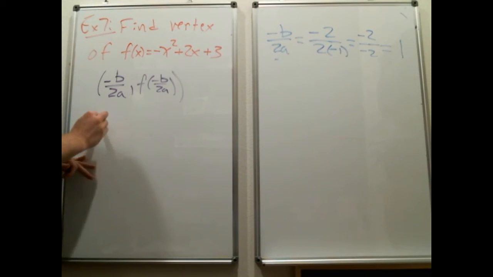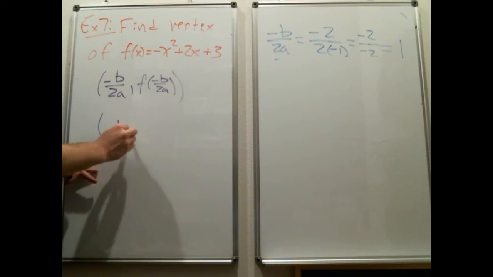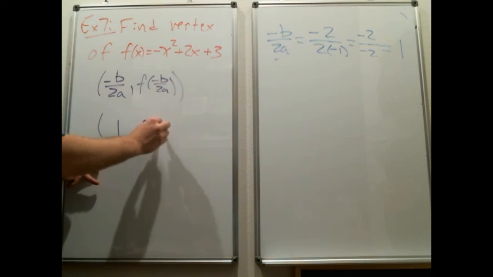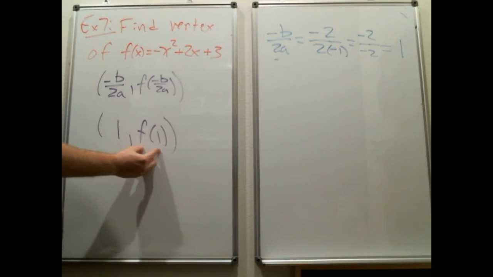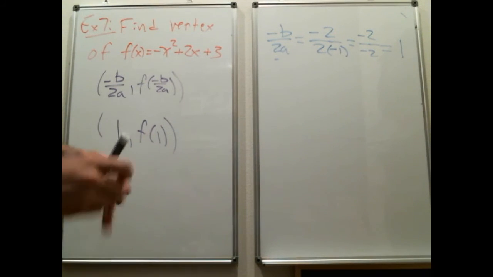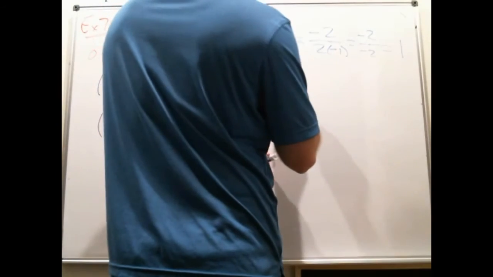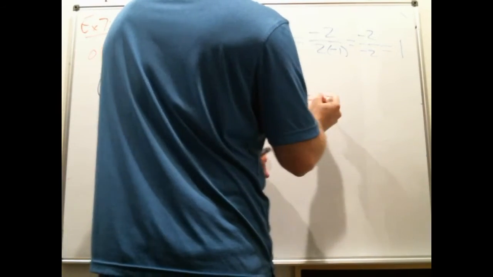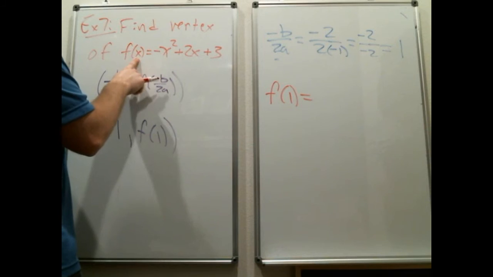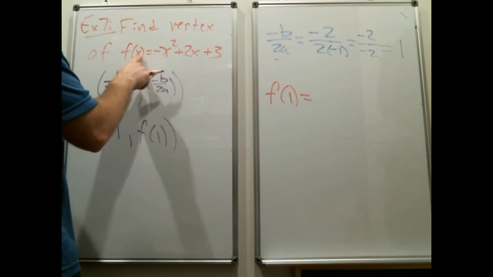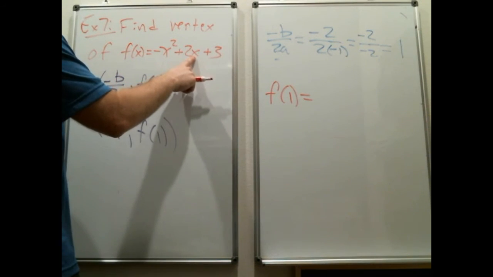So you get 1, comma, f of 1. So the last thing to find now is what f of 1 is equal to. So f of 1, that just says we're plugging 1 into the f function. So everywhere there's an x, it's now a 1. This is a 1, this is a 1, and this is a 1.